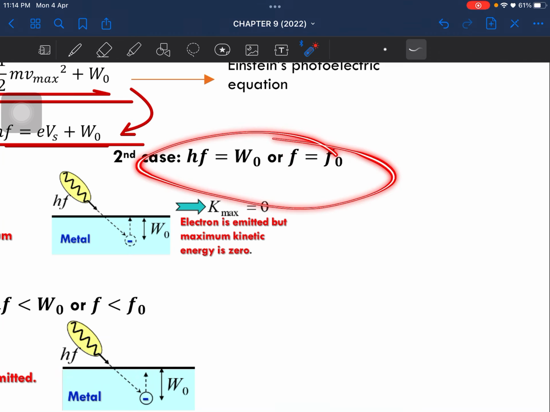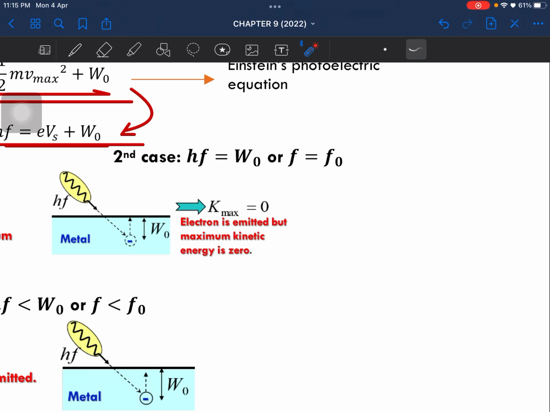The second case is where the energy is equal to the work function, or the frequency is equal to the threshold frequency. If this is the case, the electron is emitted but the maximum kinetic energy is still 0. So the electron is still being emitted, but it's not moving. The maximum kinetic energy is equal to 0.